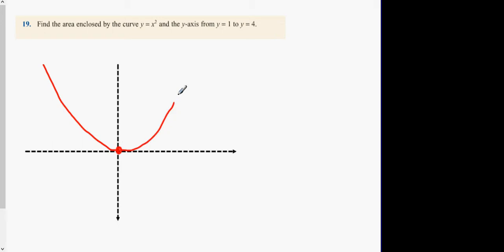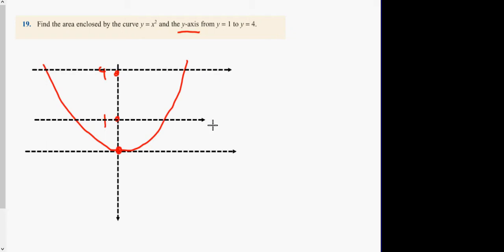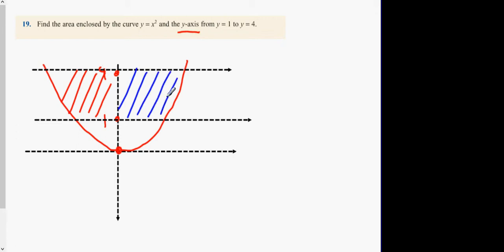Now, once you figured out that U-shaped graph, it wants it pinned up against the y-axis, and in between the lines y equals 1 and y equals 4. So, what can we say about this area here? Symmetrical on both sides. So if I get the blue area, I can multiply it by 2 to get the full area. Do you understand?